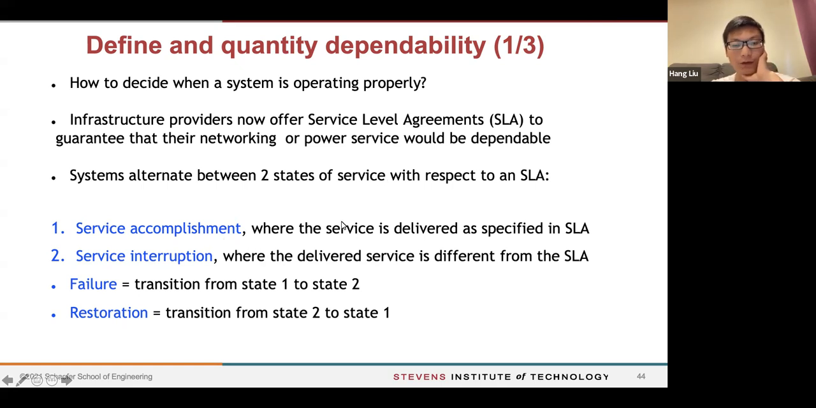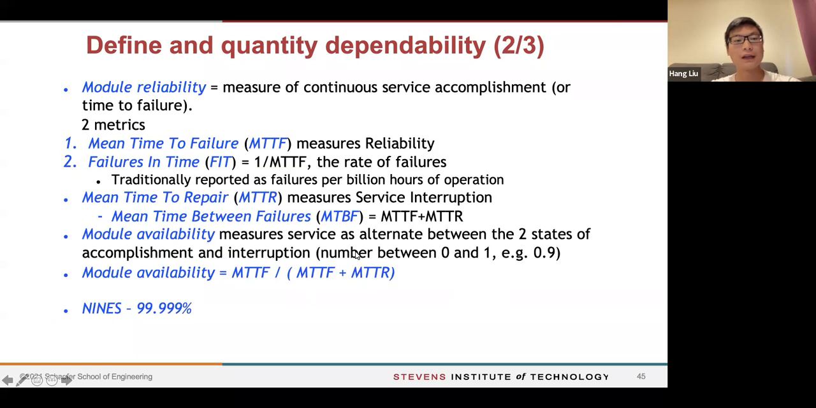Service accomplishment is where the service is delivered as specified. Service interruption is when the delivered service is different from the SLA. Failure is the transition from state 1 to state 2. Restoration is the transition from state 2 to state 1. Some taxonomy: we have important terminologies like module reliability, the measure of continuous service accomplishment, or time to failure.